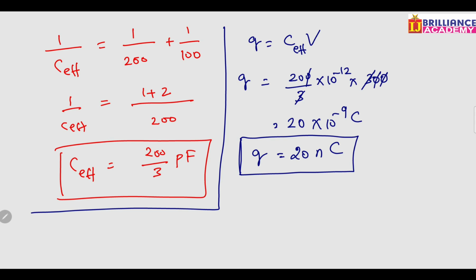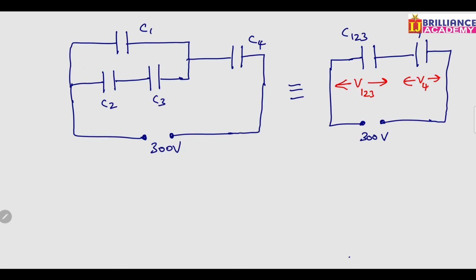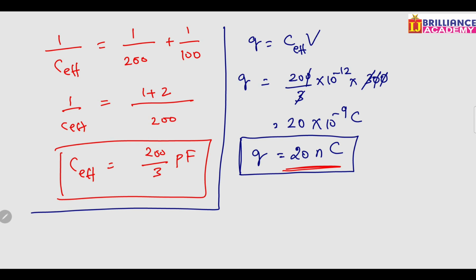See, now we want to find charge and potential across each capacitor. So the total charge we found is 20 nano coulomb. I have drawn the circuit again. We know in series combination charge remains the same. So across C123 and across C4 the charge will be the same. So directly across C4 you can write the same charge, which is 20 nano coulomb.